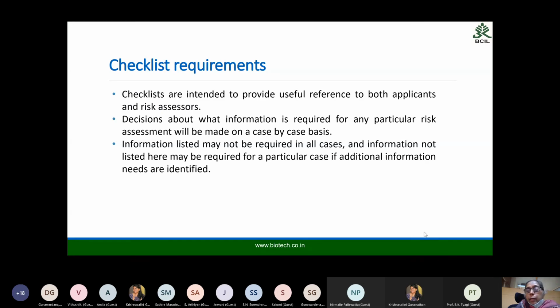So I'm just going to quickly go through this checklist. This won't take more than 5-10 minutes, and then we will open it up for discussions and further issues. We have prepared this checklist as a useful reference, but as I said right from the start of the workshop, it has to be case by case. So particular risk assessment information requirements will also be case by case. Information listed here may not be required in all cases, and sometimes information which is not listed here may also be required. So this is just an indicative checklist to give you a starting point, and then you have to see what your product is and where it fits in.